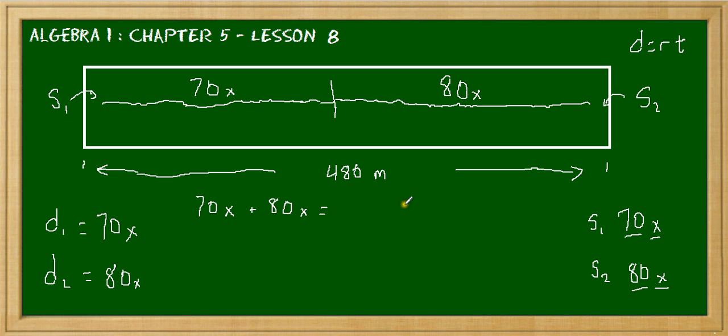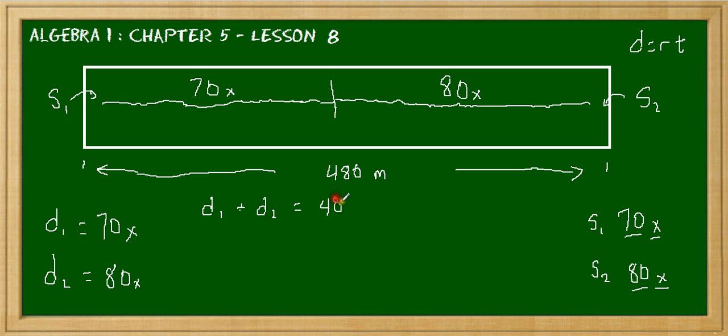is equal to... Actually, before we do that, I'm just going to take one step back, just in case I'm confusing you. We know that they're both traveling distances. We know that distance number 1 plus distance number 2 is equal to 480 meters, right?